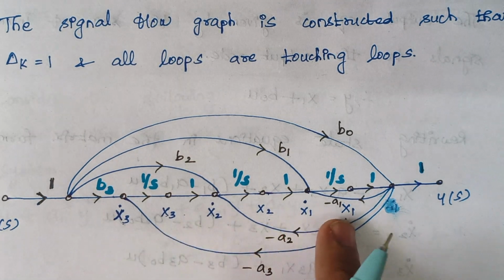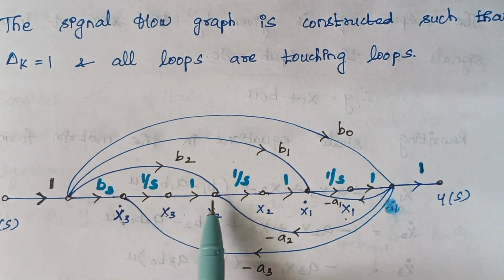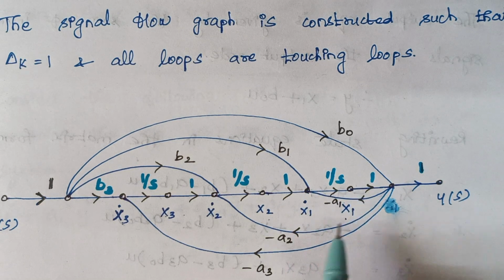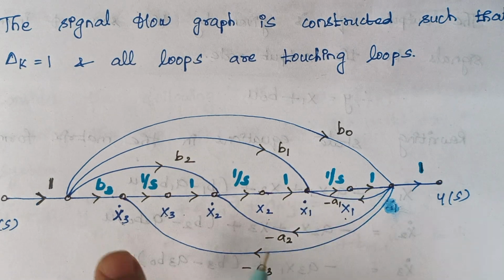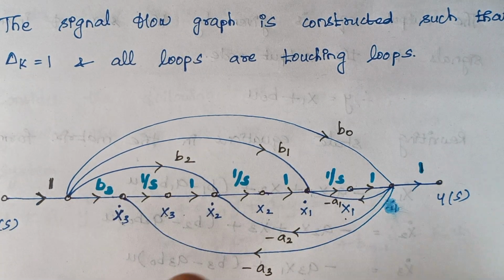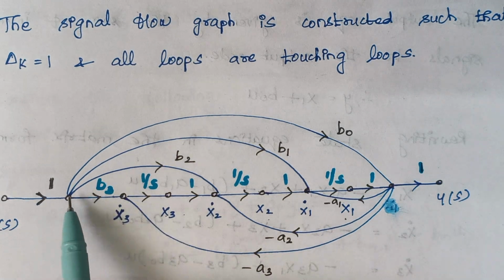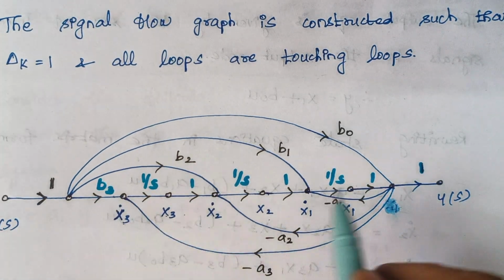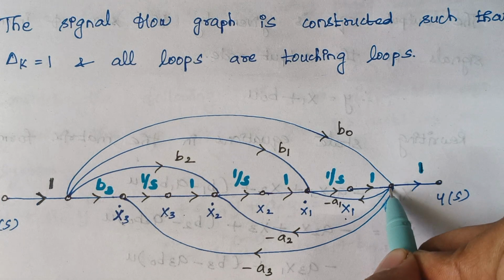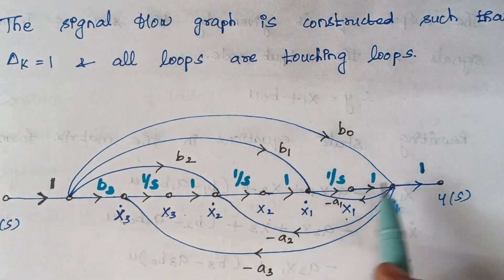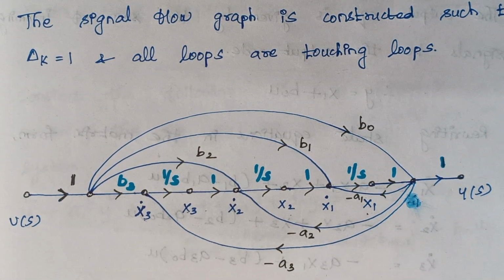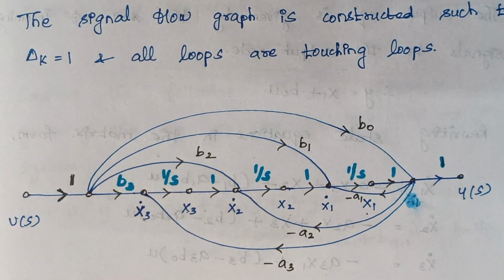So totally how many nodes are covered here? 1, 2, 3, 4, 5, 6. Okay, 6 nodes are covered for the state variables. Apart from these 6 nodes, we have to place 2 extra nodes on both the sides, one at each side. Here, this is another one extra node and this is another extra node. Apart from that, we should place nodes for input u of s as well as for the output y of s, right?